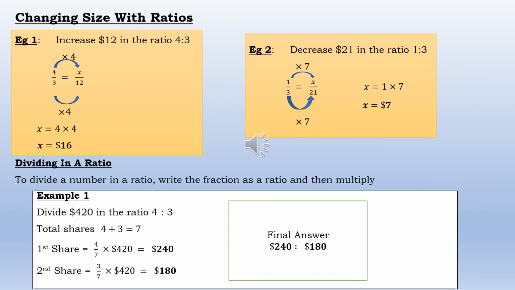Now looking at the denominator, from 3, how did we get 12? We have to multiply 3 by 4 in order to get 12. So whatever we do in the denominator, we do the same thing in the numerator. If we multiply by 4 in the denominator, we will do the same thing in the numerator. So 4 times 4 will give us x. So x is equal to 16.